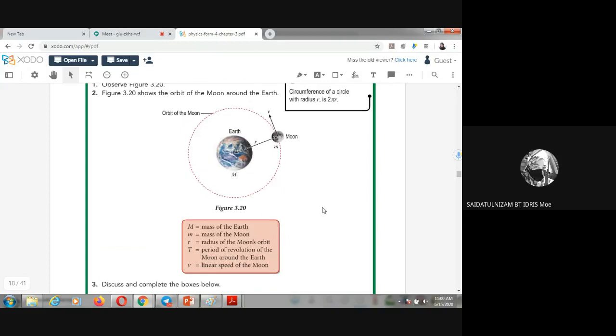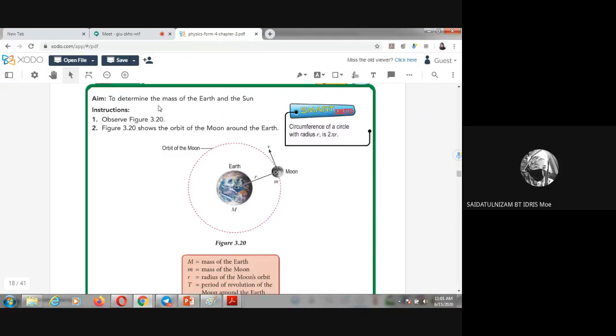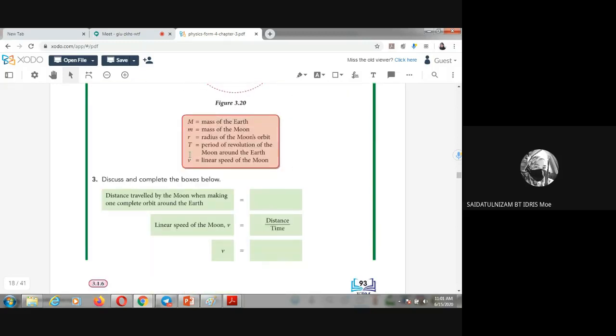Okay, kalau you all tengok di sini sebenarnya bila Moon ni orbit the Earth, dia dalam masa yang sama akan ada centripetal force between Earth and Moon. And also dia ada juga daya gravitational force between the Moon and Earth. Jadi macam mana kita nak dapatkan another formula for mass of Earth and Sun, actually kita akan gunakan two equation yang cikgu cakap tadi, centripetal force and gravitational force. Okay, tak apa, kita one by one.